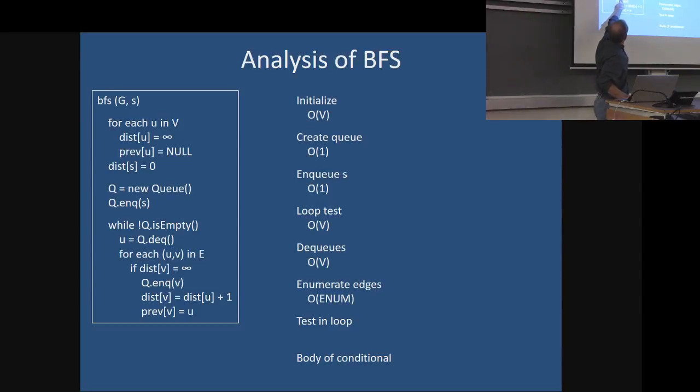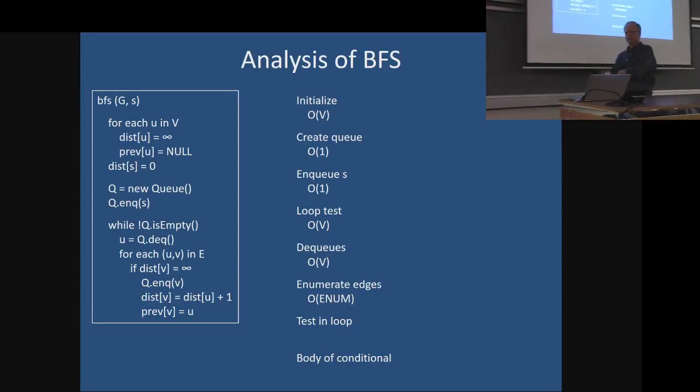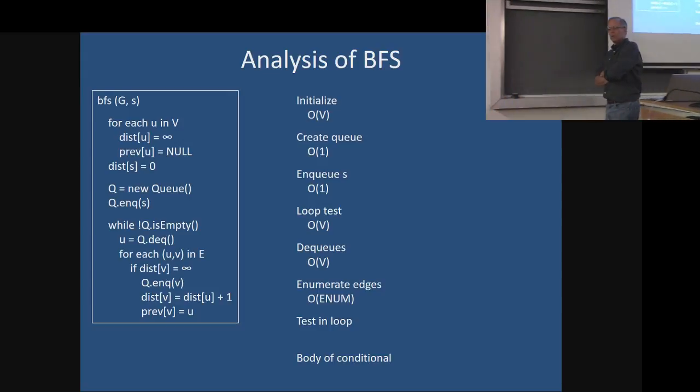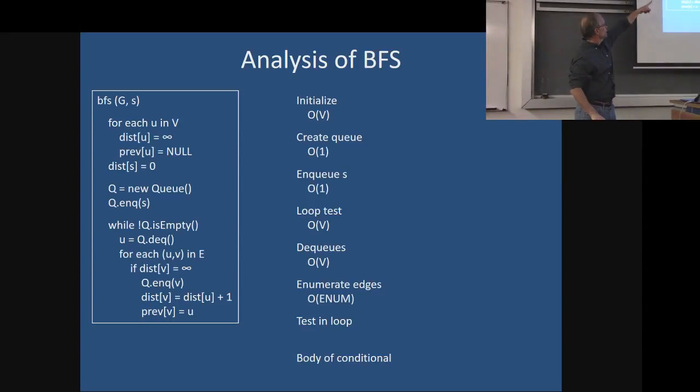What about this test? How many times will we check whether the distance to a vertex is infinite? I heard O of E. Who could explain why that's correct, other than the proposer? Yeah. You check every edge eventually. You do that test every time you find an edge from out of U. So you do that once per edge.